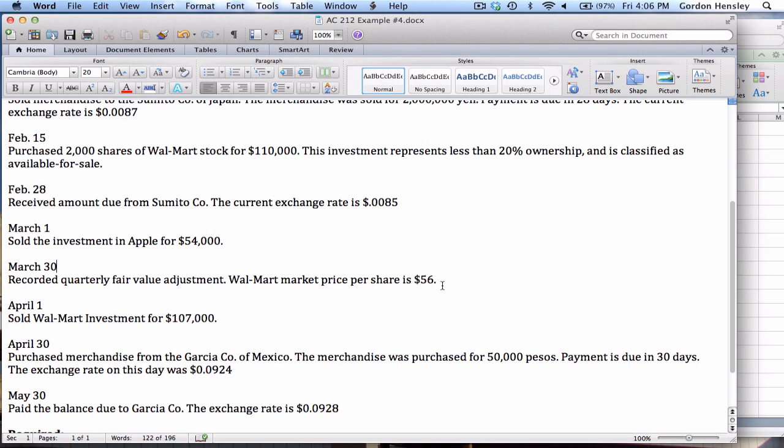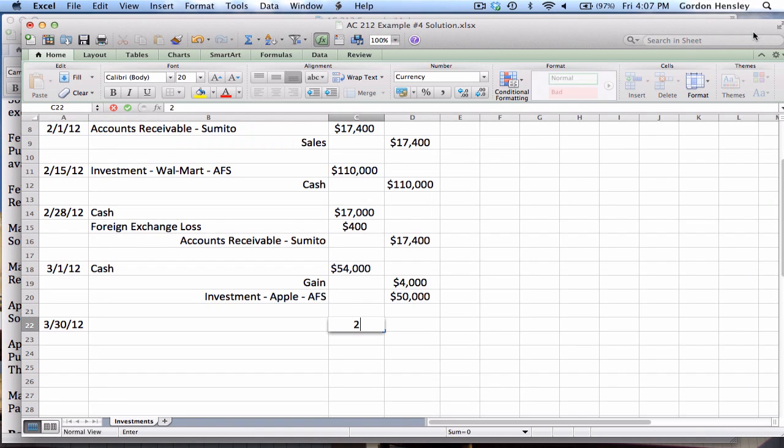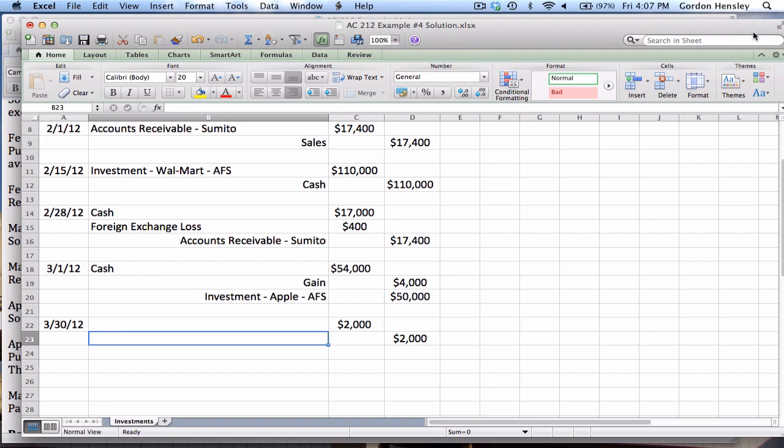I don't necessarily know what I paid for it to begin with. So go back up here to the 15th. This is where I bought the Walmart stock. Now I bought 2,000 shares and I paid $110,000. So think about that. What did I really pay for it? $55. So basically it has gone up in price $1, and I own 2,000 shares. So it's gone up in value for me $2,000. And since that's a gain, I'm going to credit unrealized gain.